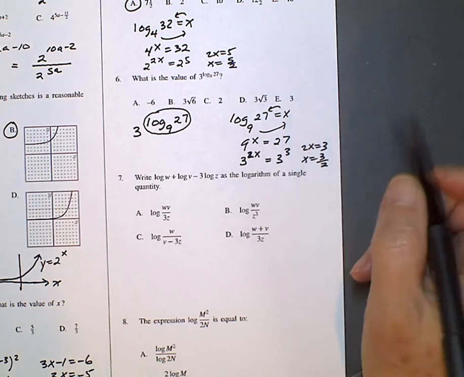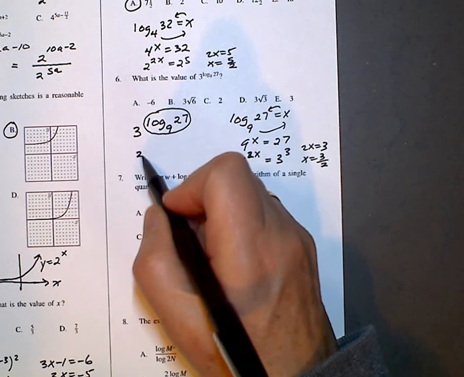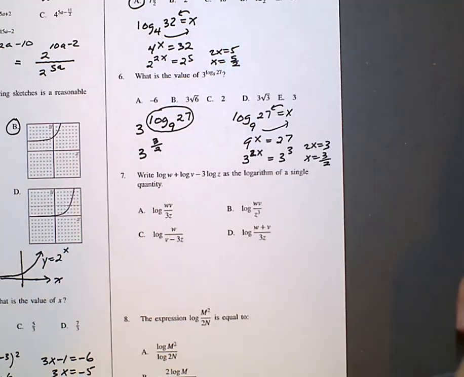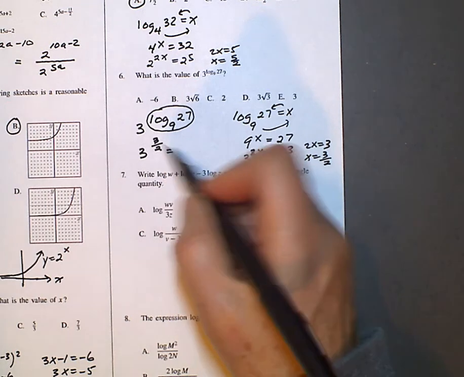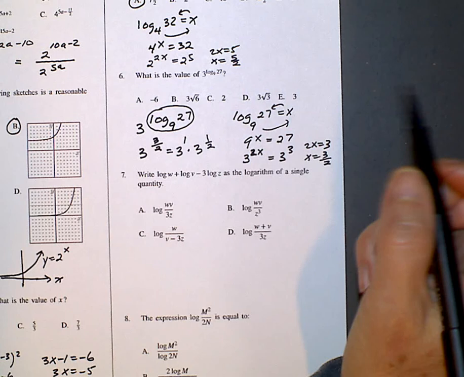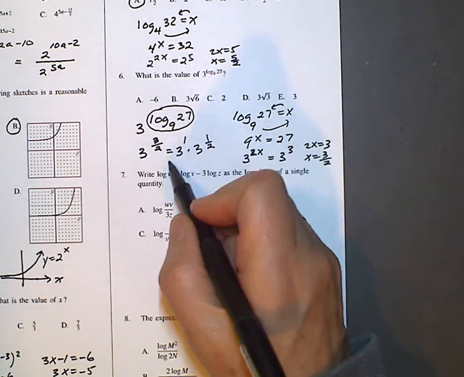So this says take 3, and the value of this whole thing now is 3/2, and raise it to that power. So this is 1.5. I can think of this as 3 to the 1 times 3 to the 1/2, which is going to be 3 times the square root of 3, for choice D.